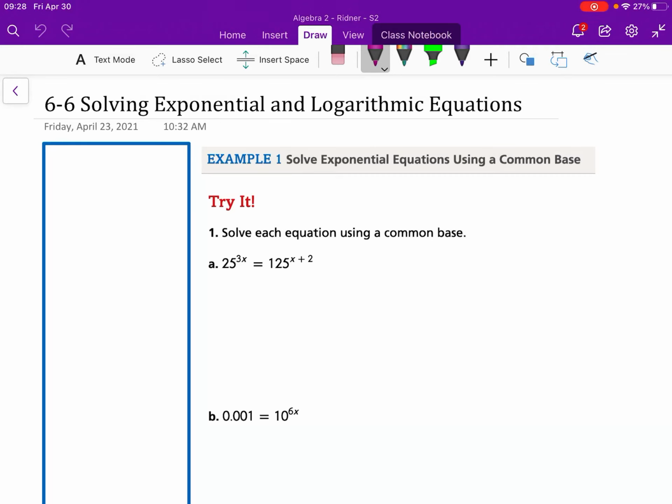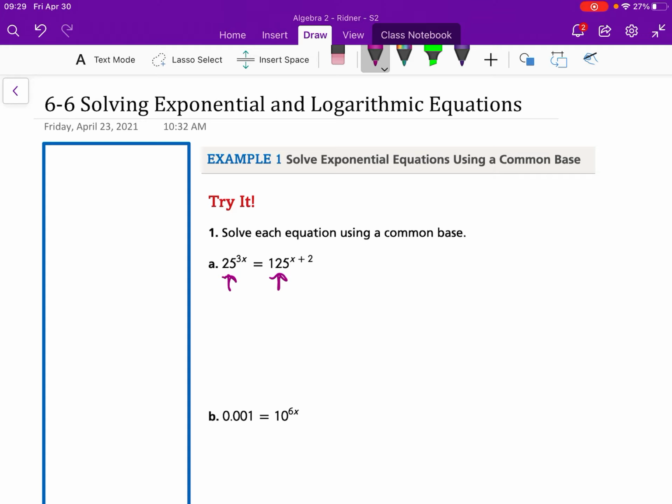All right, 6-6, solving exponential and logarithmic equations. We are going to use Desmos for pretty much all of it. If you remember your exponent rules and you're really good at solving for x, you are welcome to do things like change this to 5 squared, change this to 5 cubed. Then remember that a power to a power you multiply, things like that.